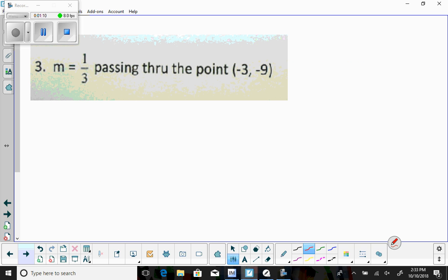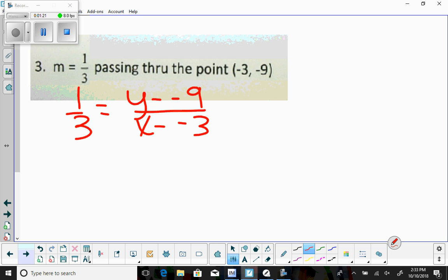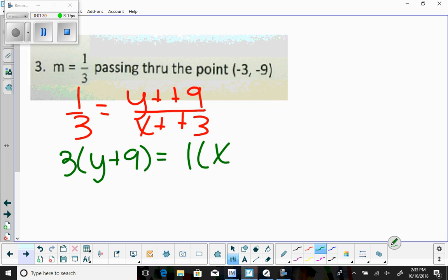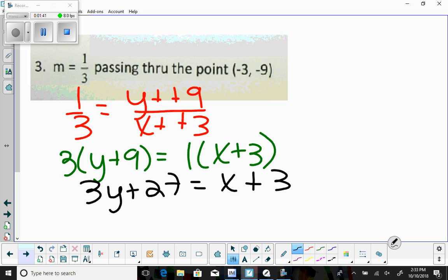Okay, number 3. We're going to start with 1/3, y minus -9, and x minus -3. Okay, and again, cross multiplying here, so it's going to be 3 times y plus 9 and 1 times x plus 3. Again, use your distributive property.